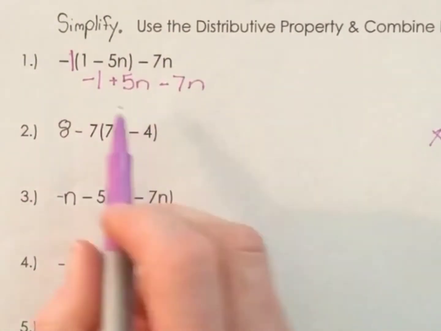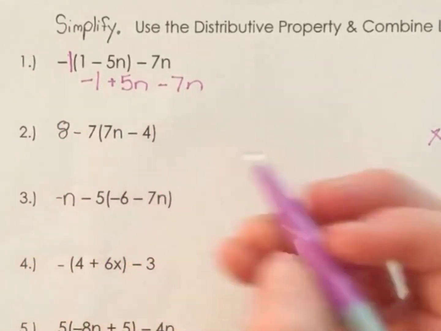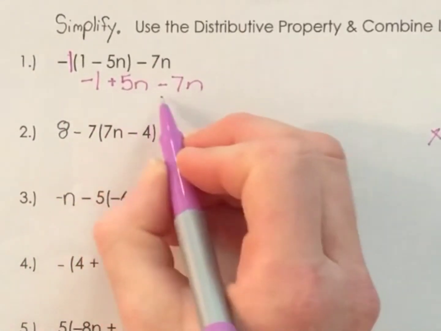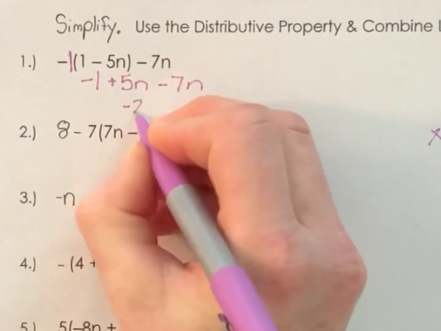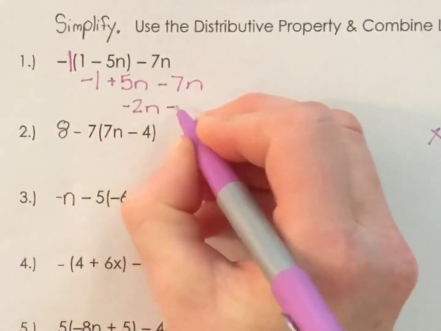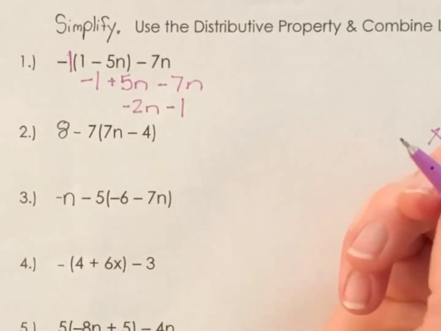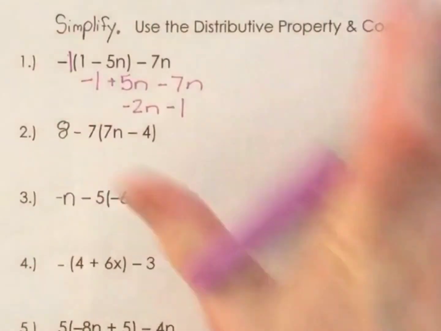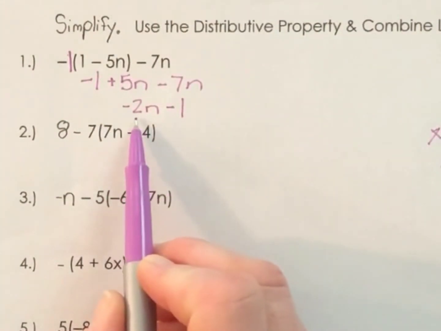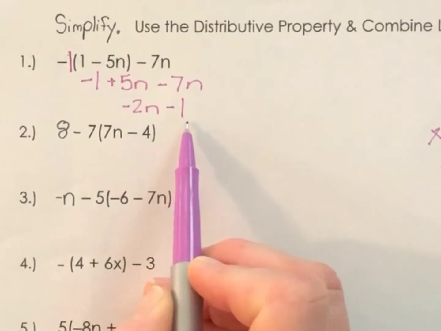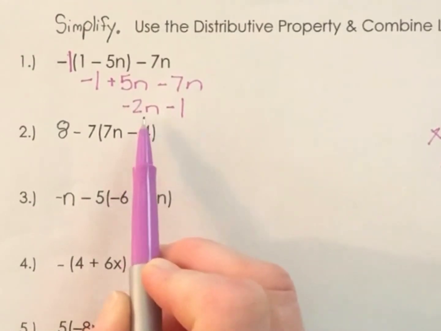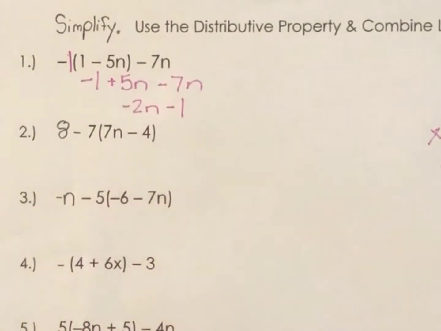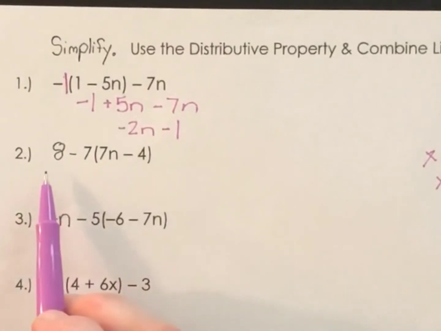So now when I combine like terms, I'm going to do my variables first. 5n minus 7n is negative 2n minus 1. The standard form in algebra, when you simplify an expression, is to do your variables first and your constants last. And if you have more than one variable, to do them in alphabetical order. Let's look down at number 2.